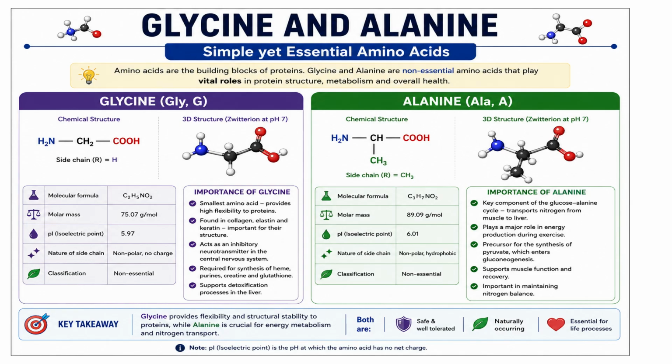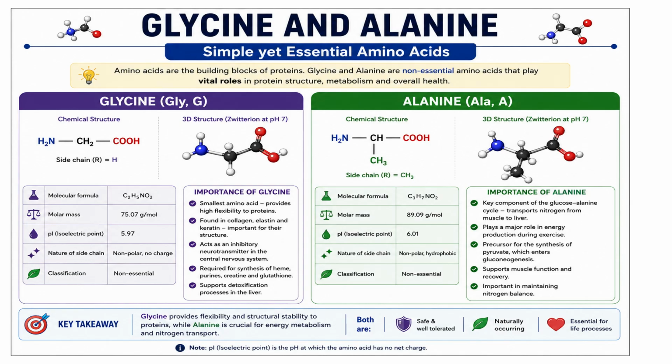Alanine has a methyl group as its side chain, R equals CH3, making it a nonpolar hydrophobic amino acid. Alanine is important in energy metabolism, particularly through the glucose-alanine cycle. In this cycle, muscle transfers nitrogen to the liver in the form of alanine.